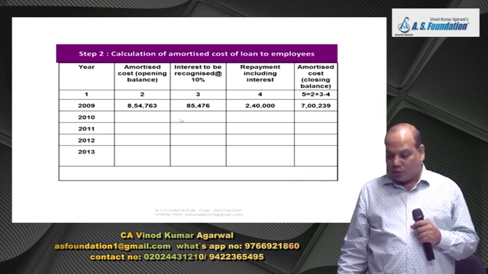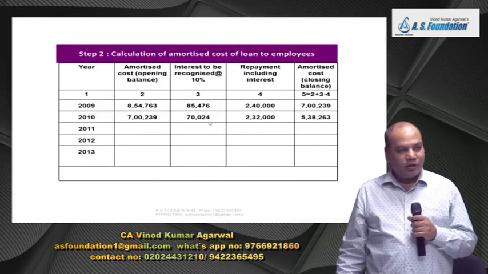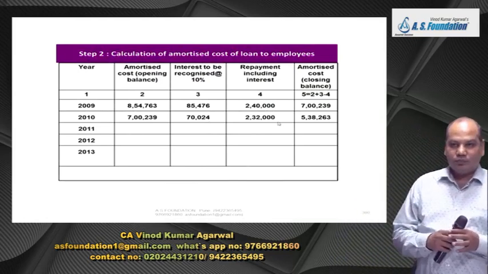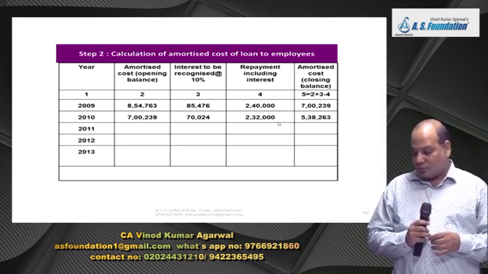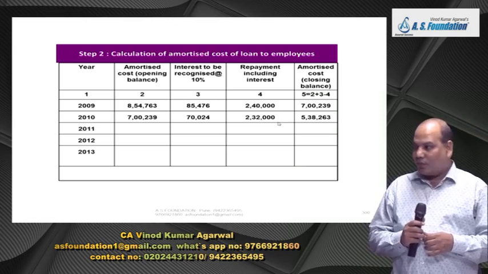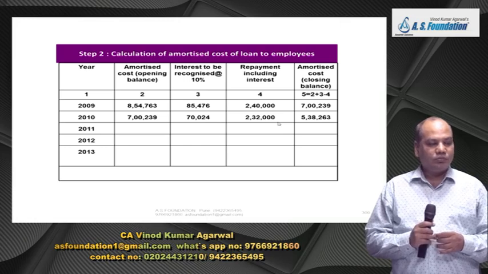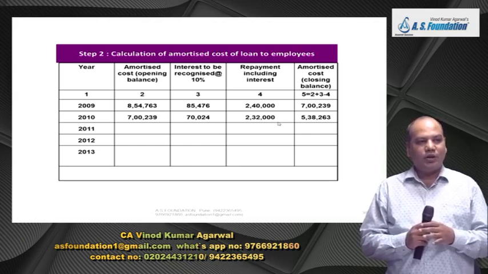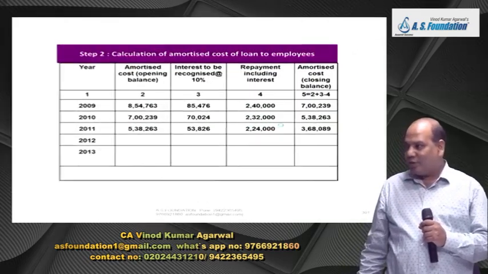Second year, this will become opening balance. On that 10%, 2,32,000. Check the balance. 538,263. Try the third year yourself. Third year. Very easy. Come on.